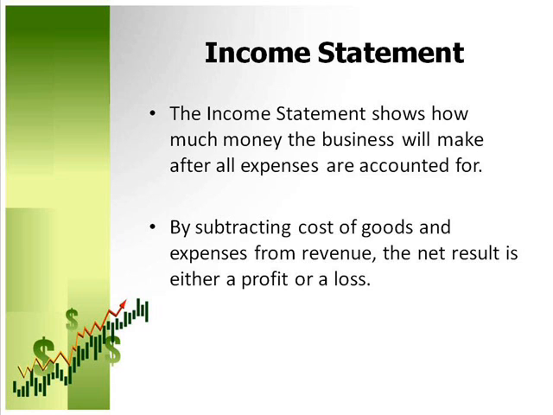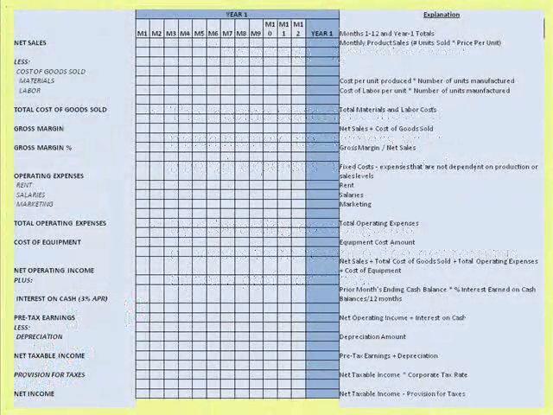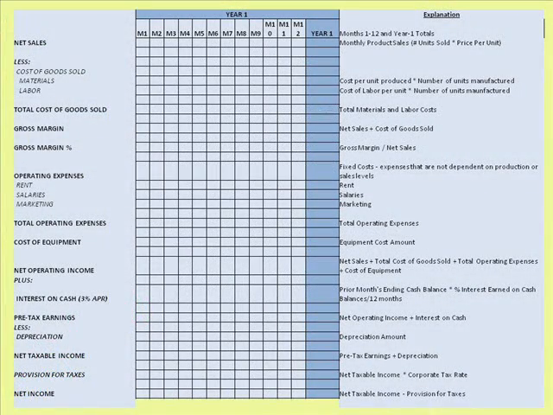The income statement shows how much money the business will make after all the expenses are accounted for. It is determined by subtracting the cost of goods and expenses from the revenue, and the net result is either a profit or a loss for that business. Usually in an income statement, there's from 1 to 3 years worth of data. So I'm going to talk just a little bit about the information that goes into the income statement.